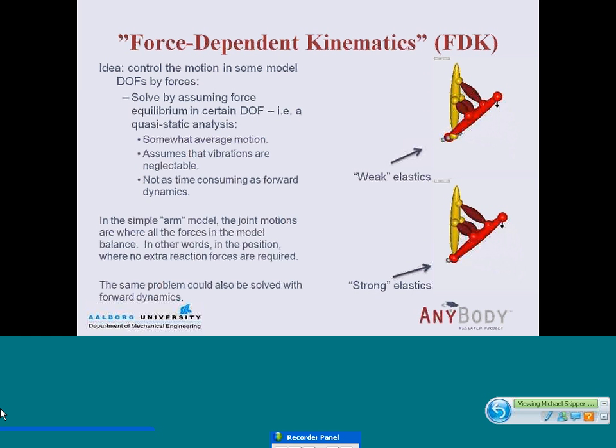And one example is over here on the right-hand side. This is a simple arm model where we have modeled the elbow joint by two elastics, the top one by two springs that are weak.